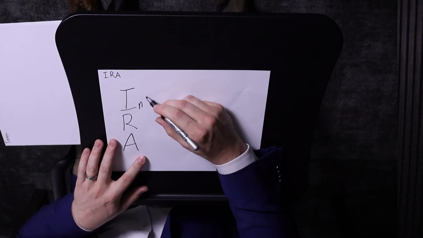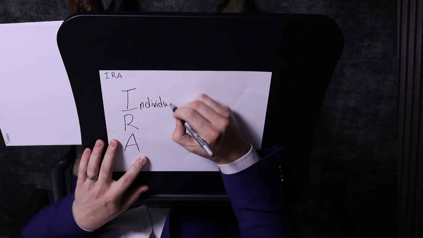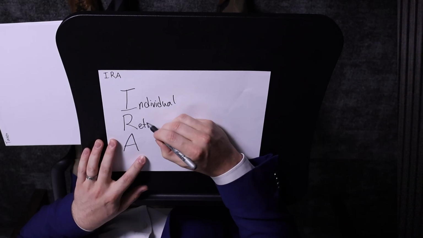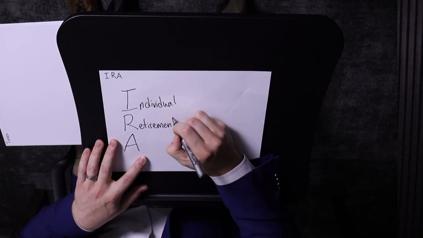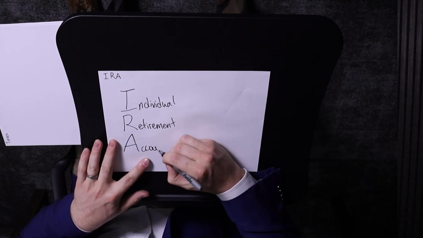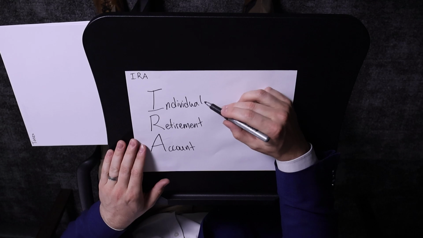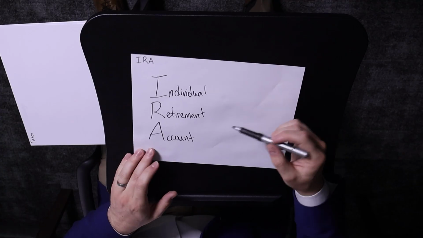An IRA stands for Individual Retirement Account. Okay, so pretty easy. Let's break it down from there. Individual, only you can own it. This can't be a joint account that you open with your spouse. This is your money alone.